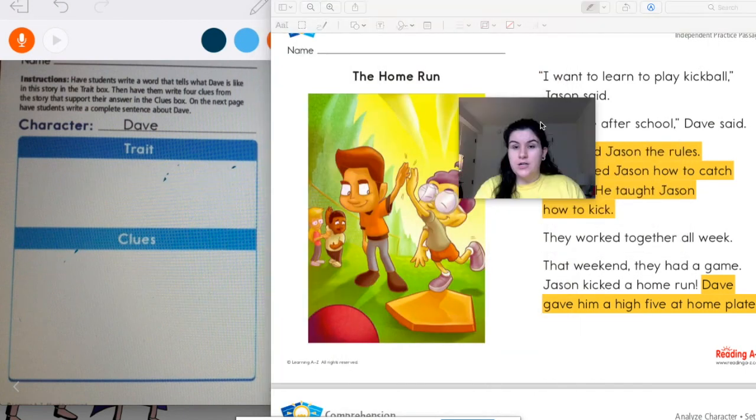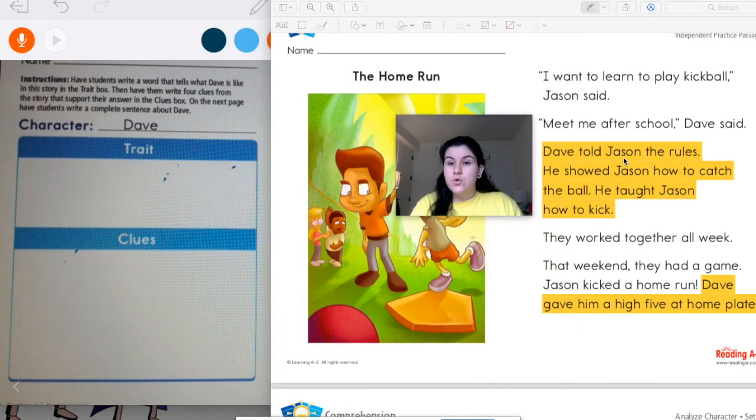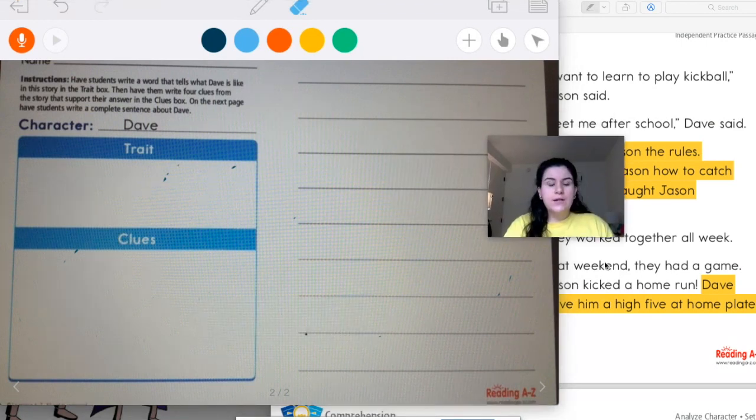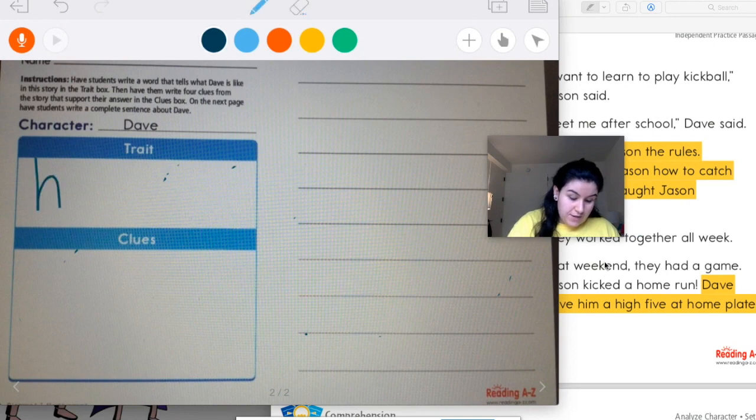So let's take a look here. It says Dave told Jason the rules. He showed Jason how to catch the ball, and he taught Jason how to kick. So I would say, without even using the list, because you know some character traits in your brain, and one that we have talked about before when we learned about leaders, is being helpful. So I would say that Dave was very helpful.